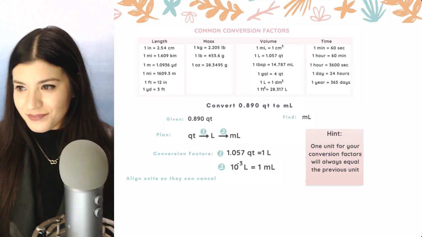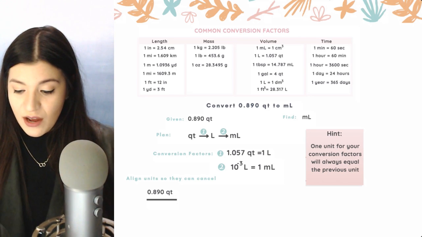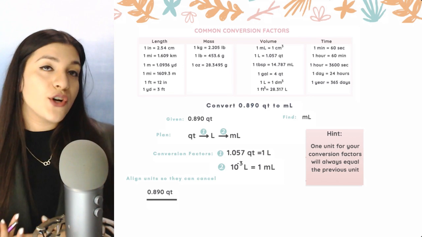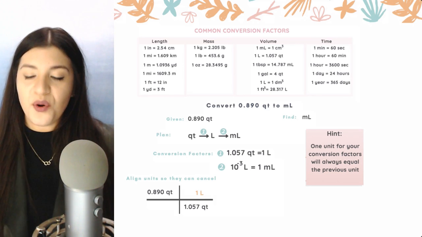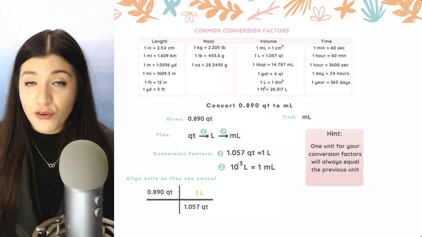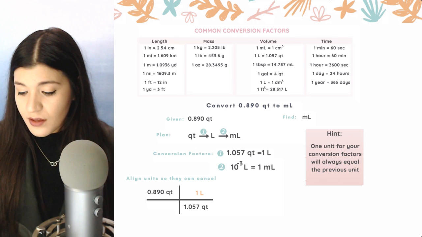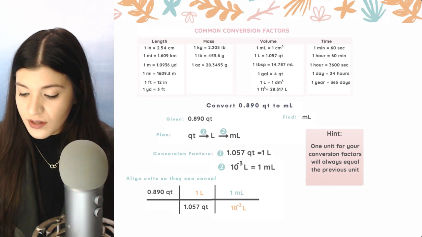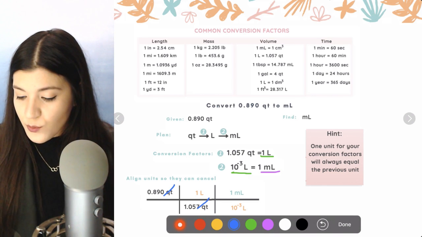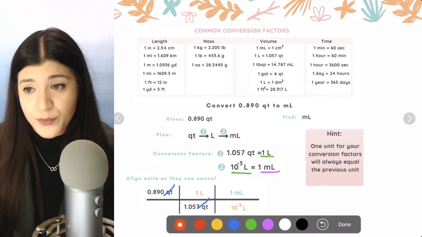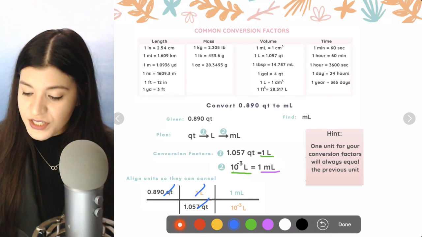All right. So let's align all of our units right now so they can cancel. We'll start off with our given unit, which is quarts. Now, once again, we'll align those units, so quarts using our first conversion factor, and on top, we have 1 liter. Okay, so those would then cancel, and now we want to get to our second conversion factor, so we'll put liters and liters across from each other, so those would cancel, and on top, we'll have 1 milliliter, which is exactly what we wanted.